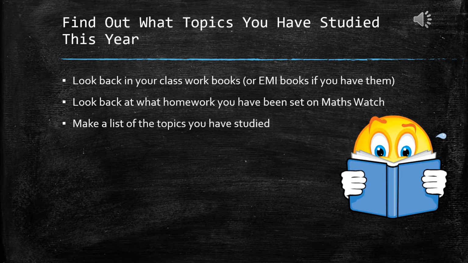The second thing you can do is actually look back at what homework tasks you've been set on MathsWatch. Although these tasks might be locked, you can still see what tasks you have been set, and you can then research the tasks on MathsWatch and complete some of the questions again. I would suggest that you make a list of all the topics that you have done per term, and you can see that actually if you break it down into the terms, you can spend a little bit of time on each topic over the revision period.